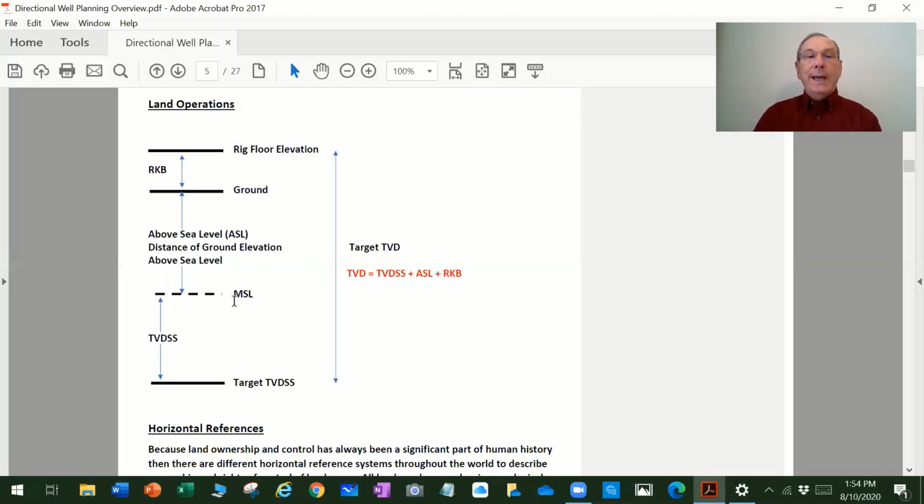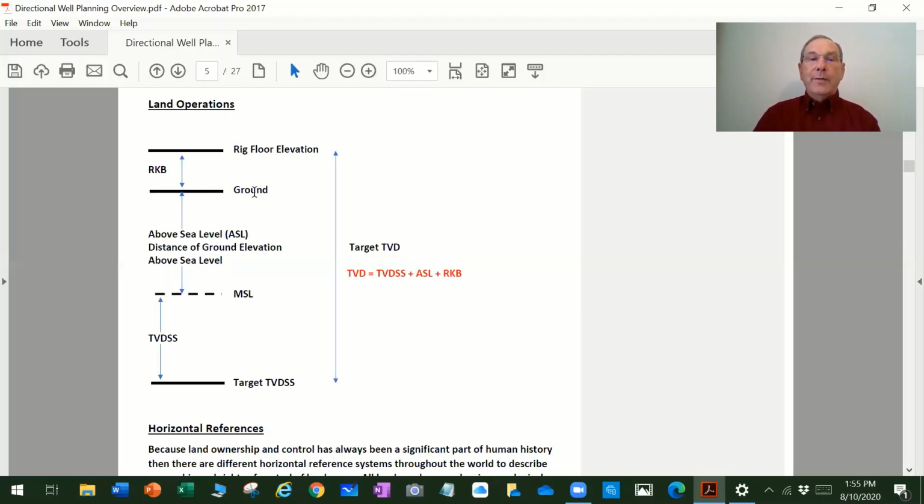So sea level, we can't see a sea level on a land location, but we know it's down below us somewhere. But all the mapping is done target TVD subsea below sea level, and then we have to adjust our project elevation target TVDs by adding the distance TVD subsea to the above sea level distance between the sea level and the ground elevation, and then I add our RKB, which is our distance from the rig floor to the ground elevation.